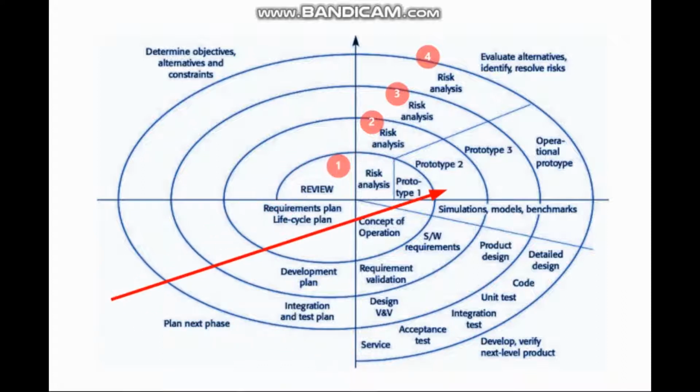The spiral model is also called Boehm's spiral model. You can see that there are many spirals here. Each spiral is called one phase, or it is also called a loop. So phase or loop. Each loop indicates one phase, right? This is nothing but the radius.